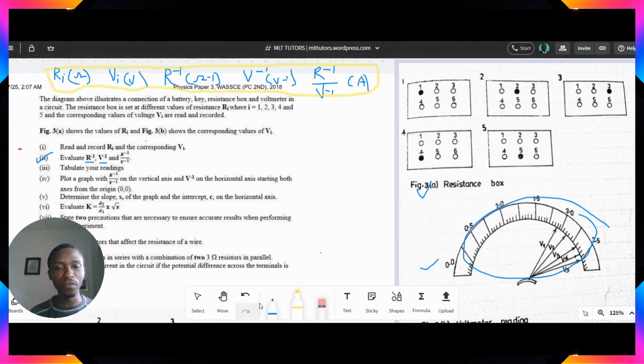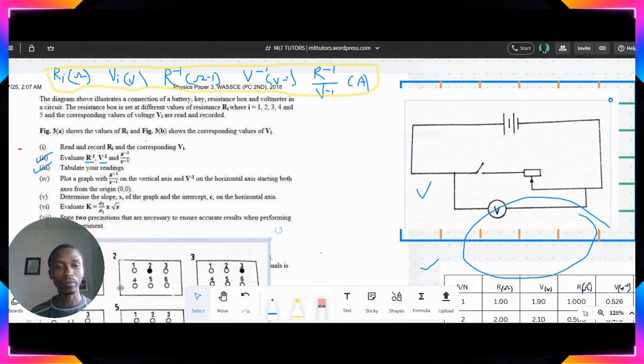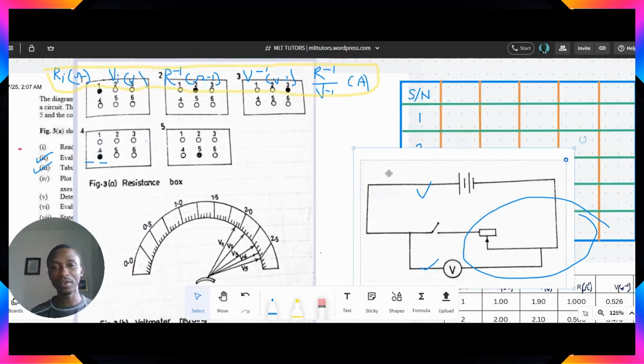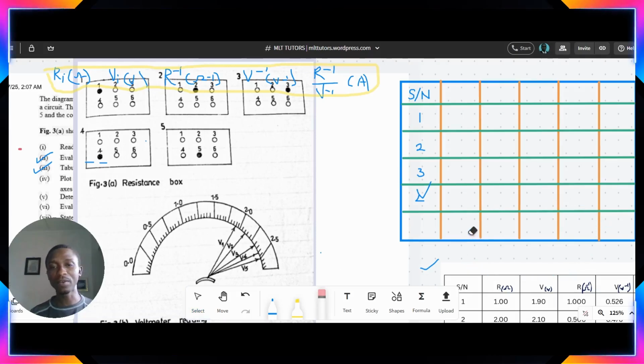Now moving forward to Roman figure 3: tabulate your readings. To tabulate our readings, let's get our table. We definitely need this, this is where we got our values from. So we have our table here. I have already prepared the table ahead of the class. The next thing we need to do is just fill up the table.